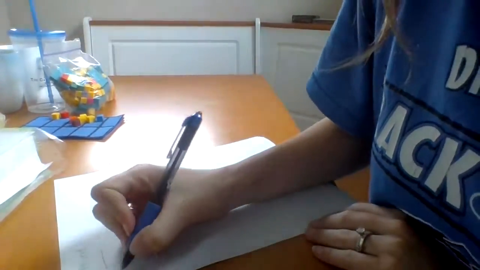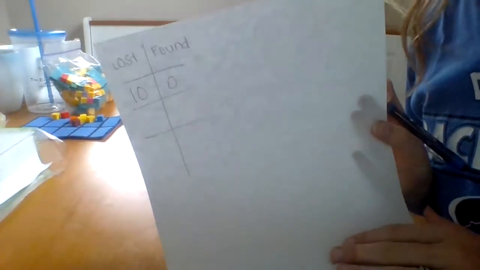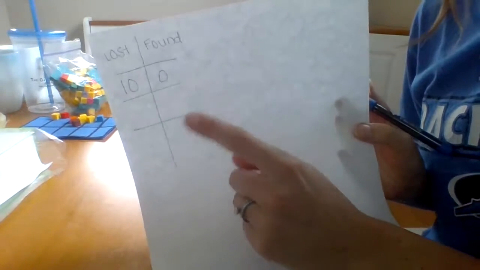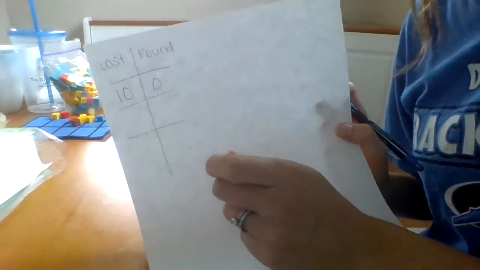So initially there would be 10 toys lost and 0 found. And then when they return to update their table one at a time, they'll have 9, 1, 8, 2, and get a feel for a lot of those pairs that combine to tens.